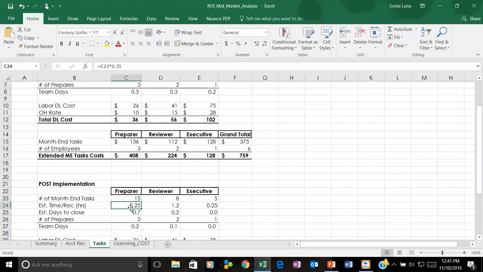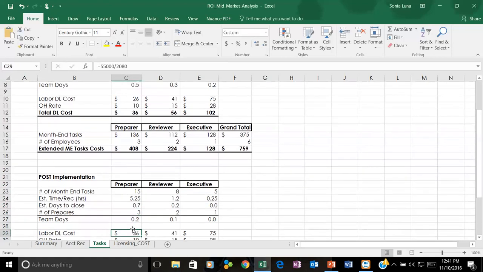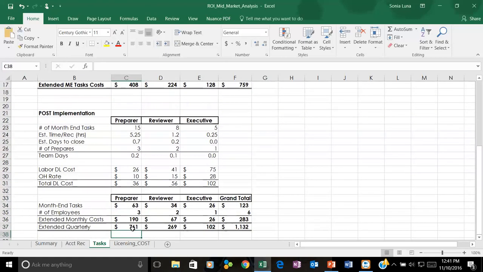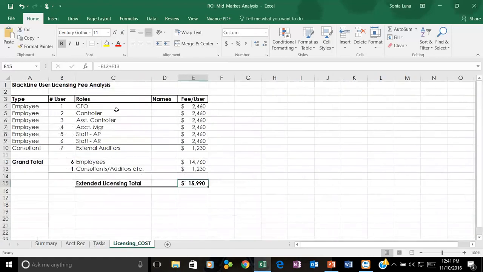So time, again, shaving off a little bit of time on those tasks now that it's been in BlackLine, so you'll see some of these numbers and the drivers of these numbers you can play with. The same model as the account rec item that I just walked you through, labor rate, etc. So you'll see monthly close costs and you just multiply by 4 to get the quarterly items. Now let's get into licensing costs. In this model, we put in 6 employees. We have a consultant that makes up the 7th user.